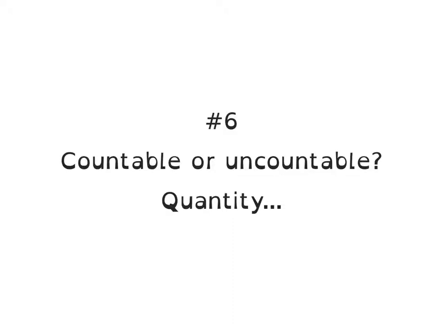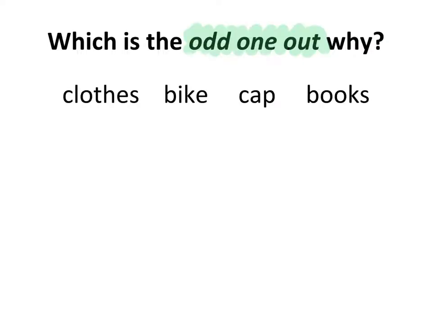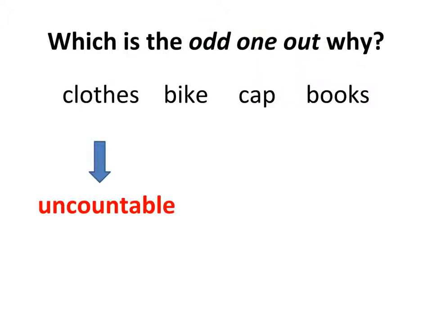Hi guys, today we're going to talk about countable and uncountable nouns and quantity. Look at these four words: clothes, bike, cap and books. Which is the odd one out or different? Why? The odd one out is clothes because it's uncountable. We can't say one clothes, two clothes. But we can say one bike, one cap, two books.